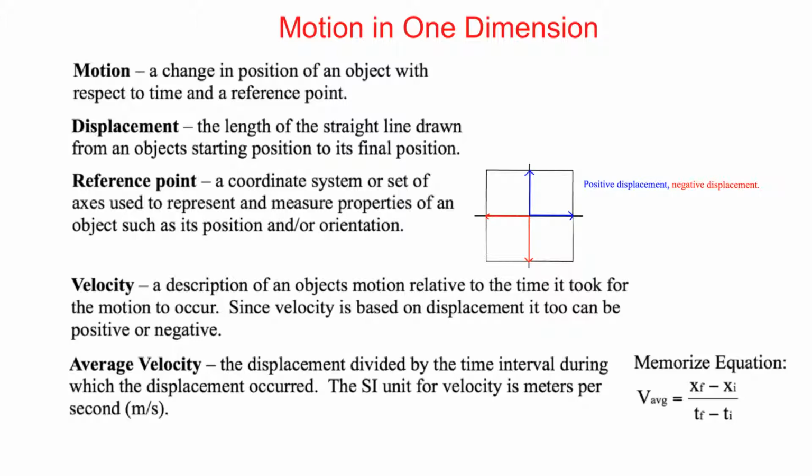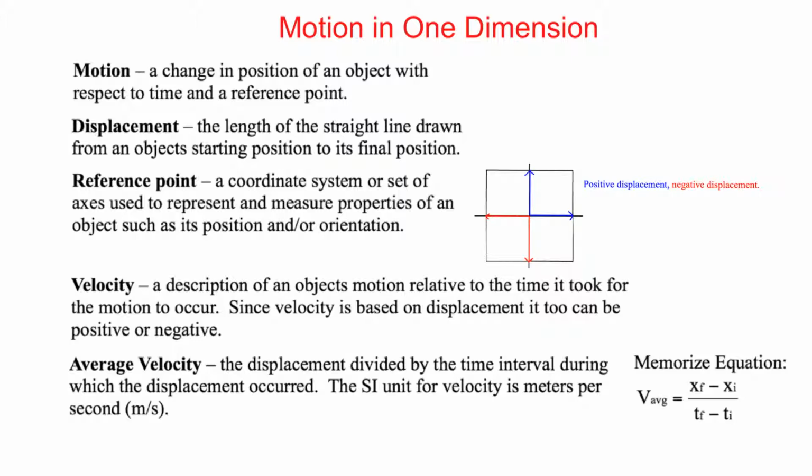And then velocity, the description of an object's motion relative to time that it took for that motion to occur. So look at this laser pointer here. It's stationary right now, and then if I move it at a certain velocity, it took a certain amount of time for that to get from the beginning to the end, and it traveled over a certain amount of space. If we were to measure those two things, we would come up with the velocity.